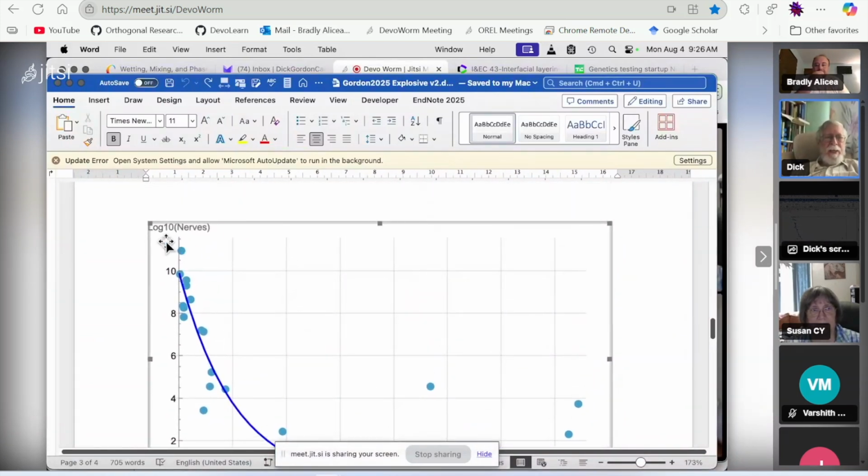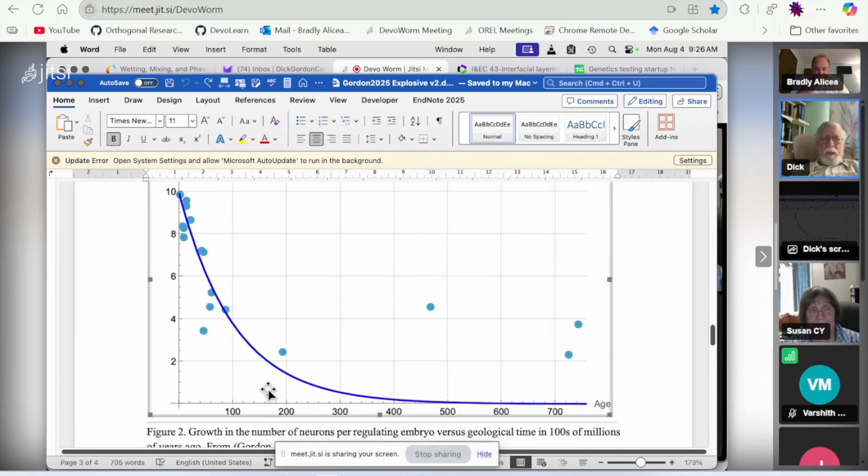Graph. Notice the scale. It's log 10 of the number of nerves, and these are for different organisms, and the age is given in hundreds of millions of years. Wow.